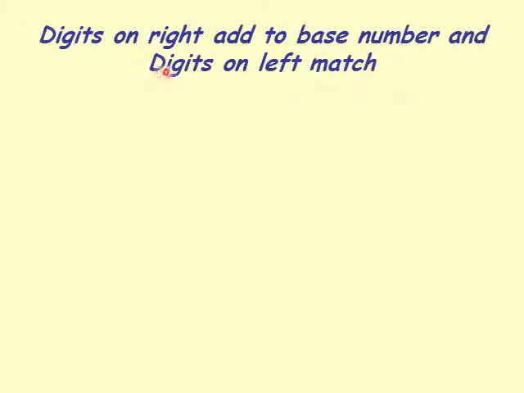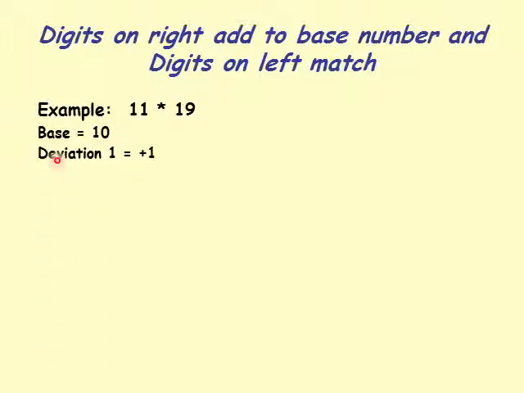Okay, let's continue some examples here. Digits on the right add to base number and digits on the left match. Okay, let's see what I mean. 11 times 19. 1 plus 9 on the right add up to 10, which is the base number, and the 1 on the left match. Okay, let's do it by base numbers. Base equal to 10. Okay, and then what do we do? Compute deviation. Deviation 1 is plus 1, 11 minus 10 is plus 1. Deviation 2 is 19 minus 10, plus 9.